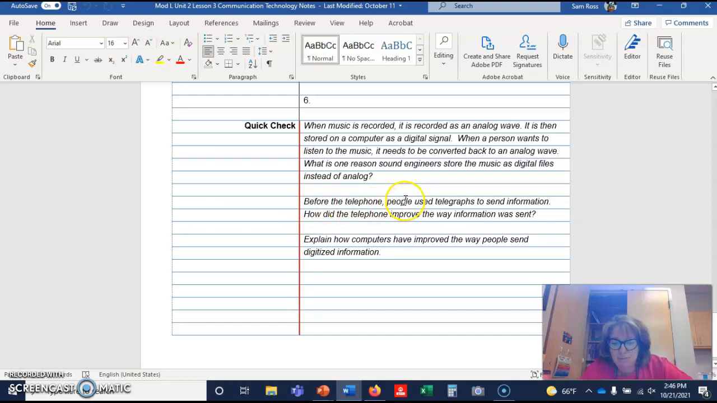Before the telephone, back when Mrs. Ross was young, just kidding, people used telegraphs to send information. How did the telephone improve the way information was sent? Probably it could go further faster, I'm guessing. And then I think this is the last one. Explain how computers have improved the way that people send digitized information.